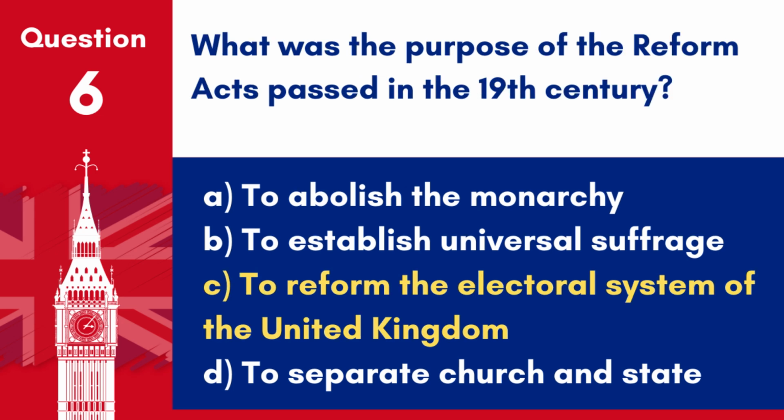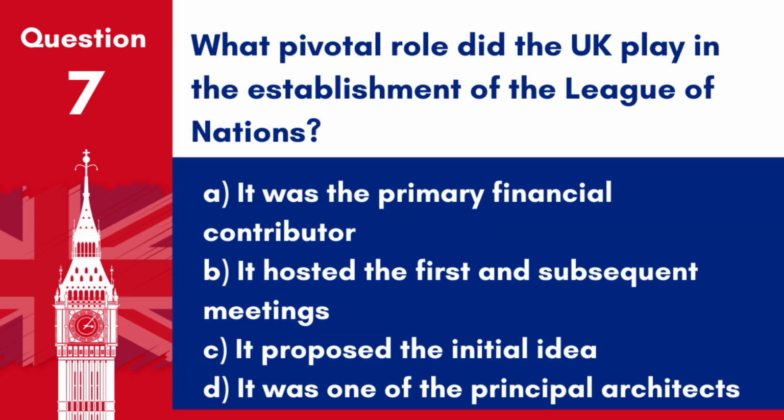Answer: C. To reform the electoral system of the United Kingdom. The Reform Acts were a series of measures to reshape the British electoral system, expanding the electorate and redistributing seats. Question 7. What pivotal role did the UK play in the establishment of the League of Nations?